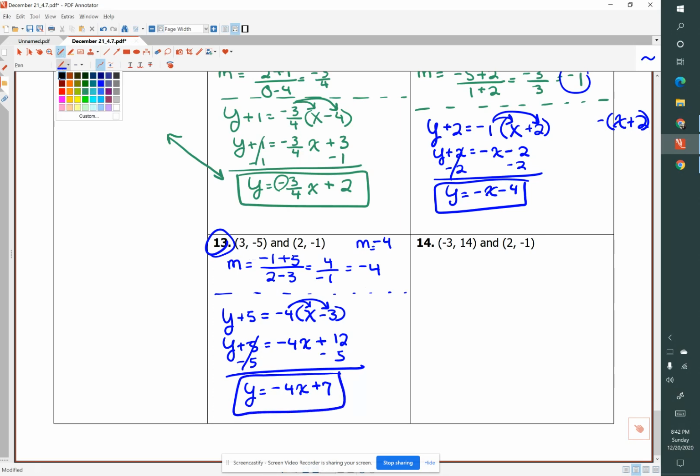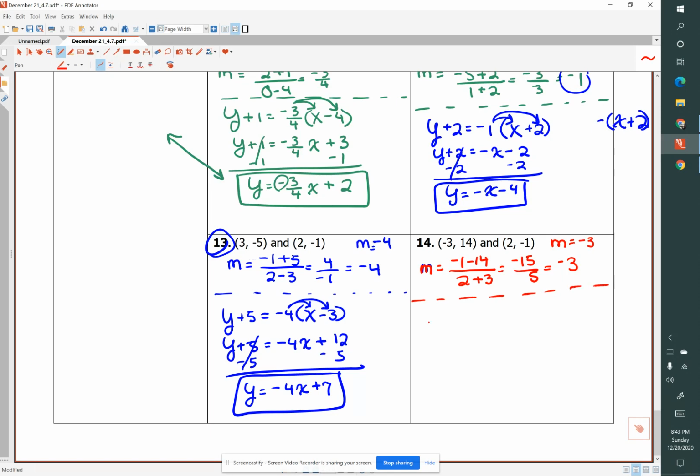And our last problem today, number 14, let's find the slope. I wanted to change the color there. Okay, the slope equals -1 minus 14 divided by 2 minus -3 is 2 plus 3. And that simplifies to -15 over 5, which simplifies to -3. So our slope is -3.